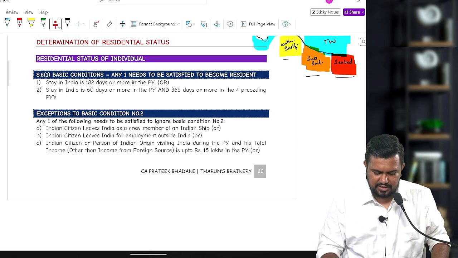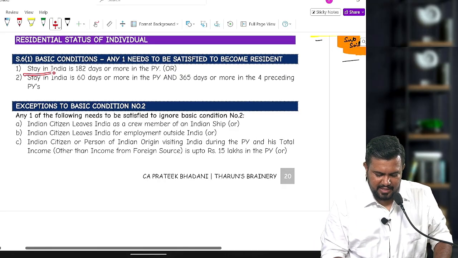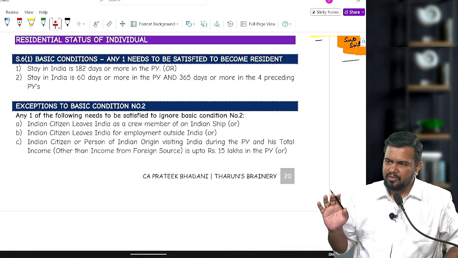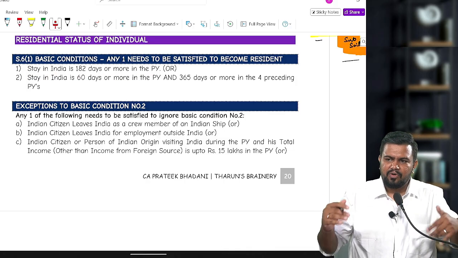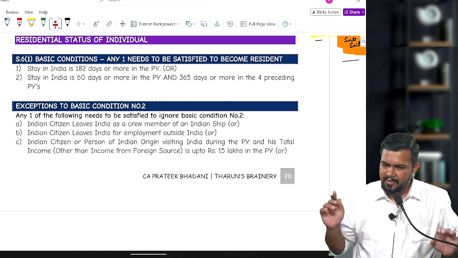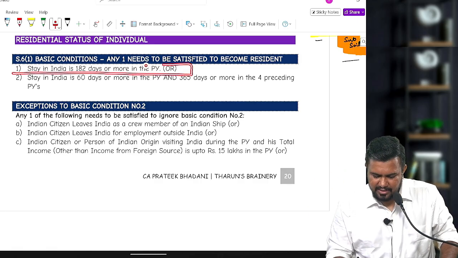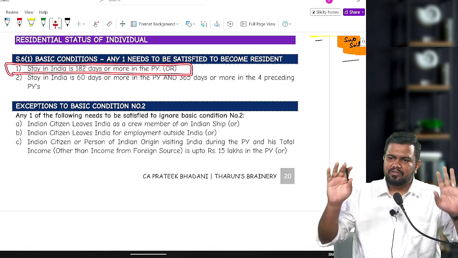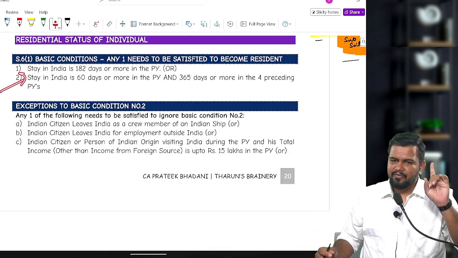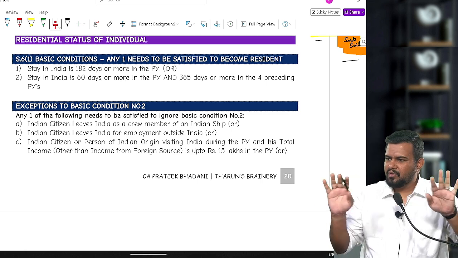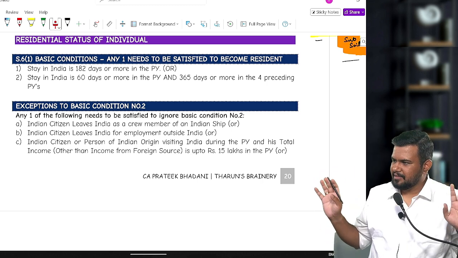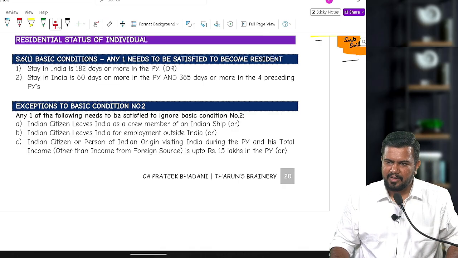What are the basic conditions? Number 1, stay in India is 182 days or more during the previous year. So if the stay is 182 days or more, the individual will be a resident. And this condition is always there. There is no doubt at all. For the second condition only you will get exceptions and all. But for the first condition, there is no exception, nothing. So stay in India for 182 days means resident. Very, very simple. There is no if and but in that.